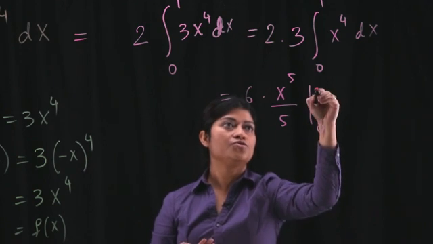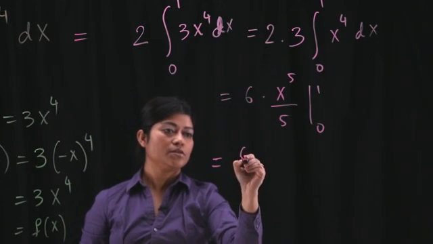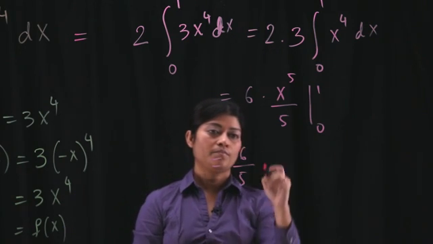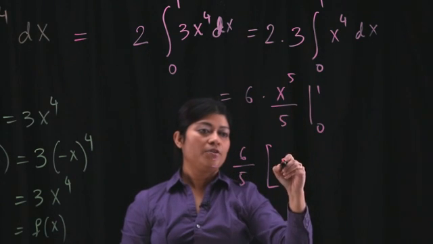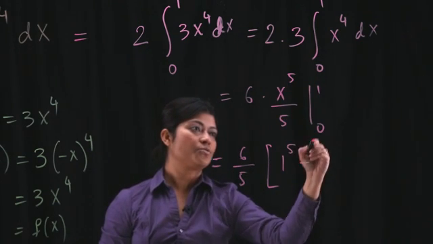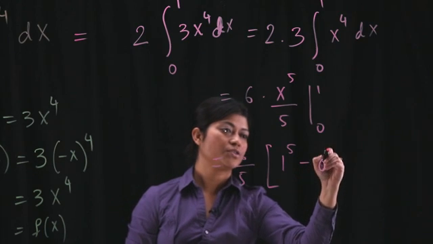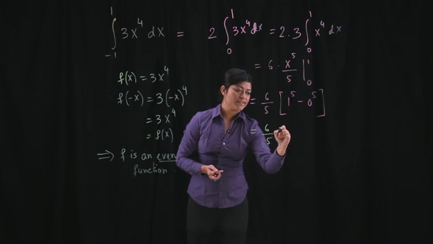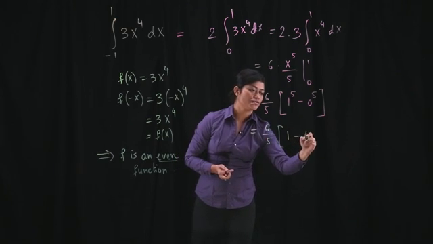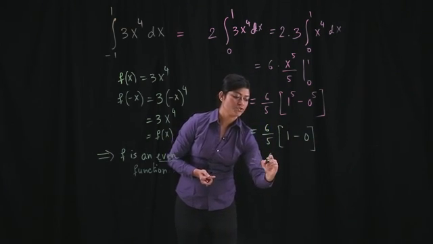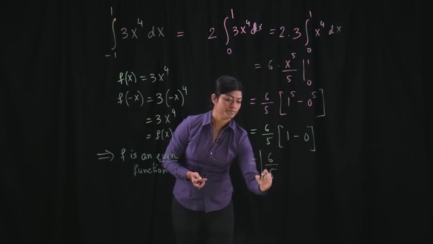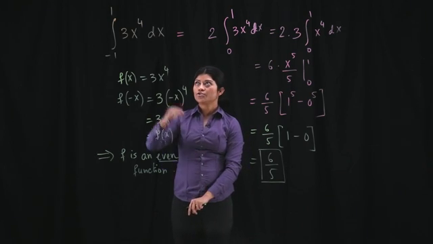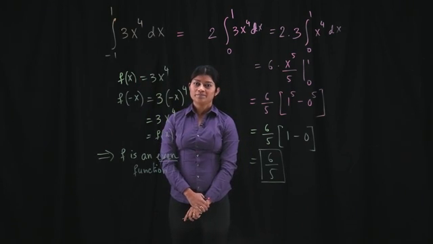And then we plug in 0 and 1. So the constant is 6 over 5. Plug in 1 for x, so we get 1 to the 5. Then subtract, plug in 0 for x, so we get 0 to the 5. And then we can simplify. This is just 1 minus 0. And so the answer is 6/5. So 6/5 is the answer to this definite integral. Thank you.